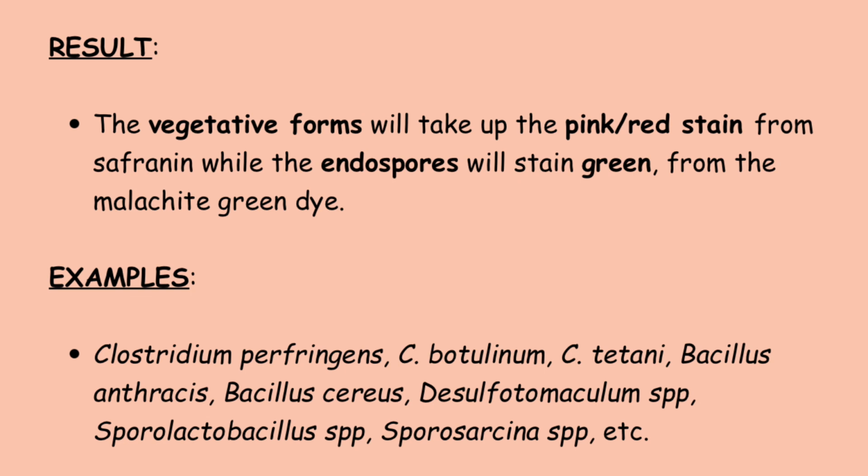Examples of spore-forming bacteria are Clostridium perfringens, Clostridium botulinum, Clostridium tetani, Bacillus anthracis, Bacillus cereus, Desulfotomaculum species, Sporolactobacillus species, Sporosarcina species, etc. So this is all about spore staining.